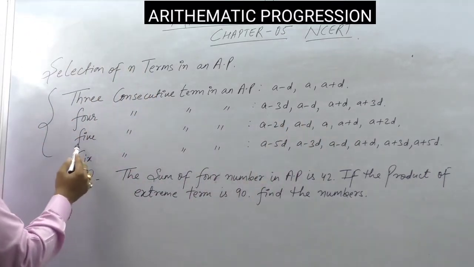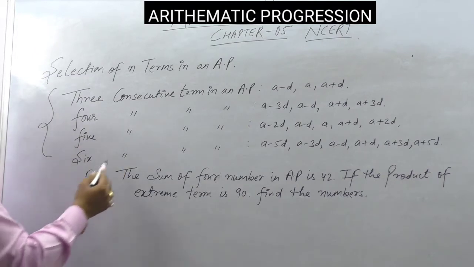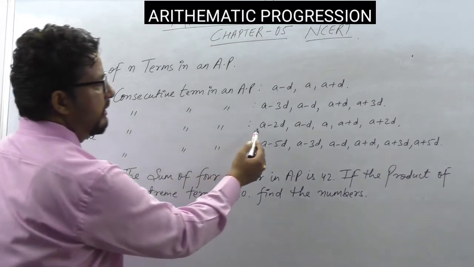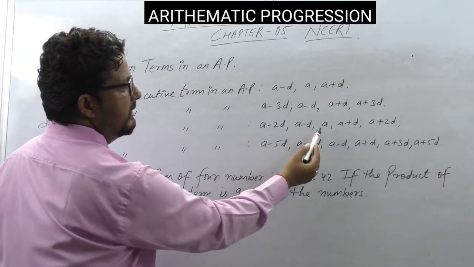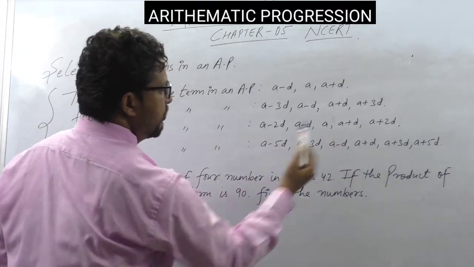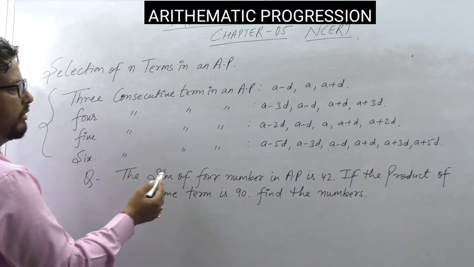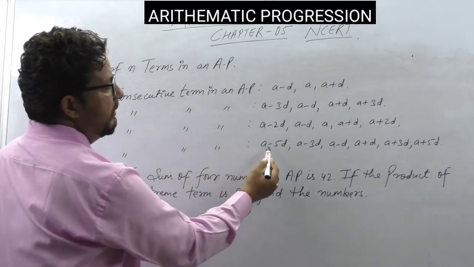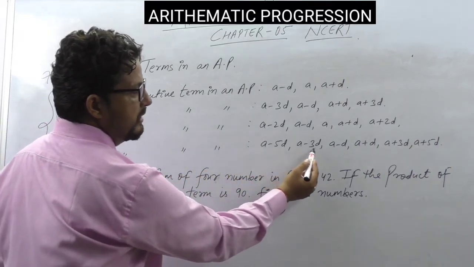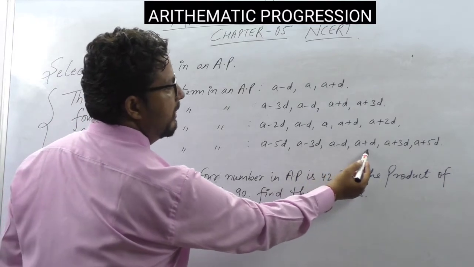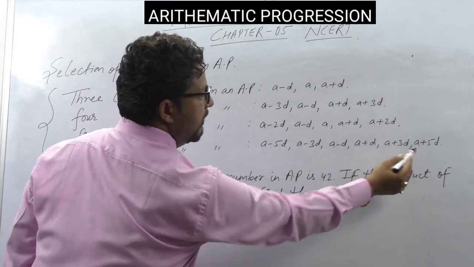In the same way, if you want to take five consecutive terms in AP, it will be a minus 2d, a minus d, a, a plus d, a plus 2d. And if you want six terms, the formula will be a minus 5d, a minus 3d, a minus d, a plus d, a plus 3d, a plus 5d.